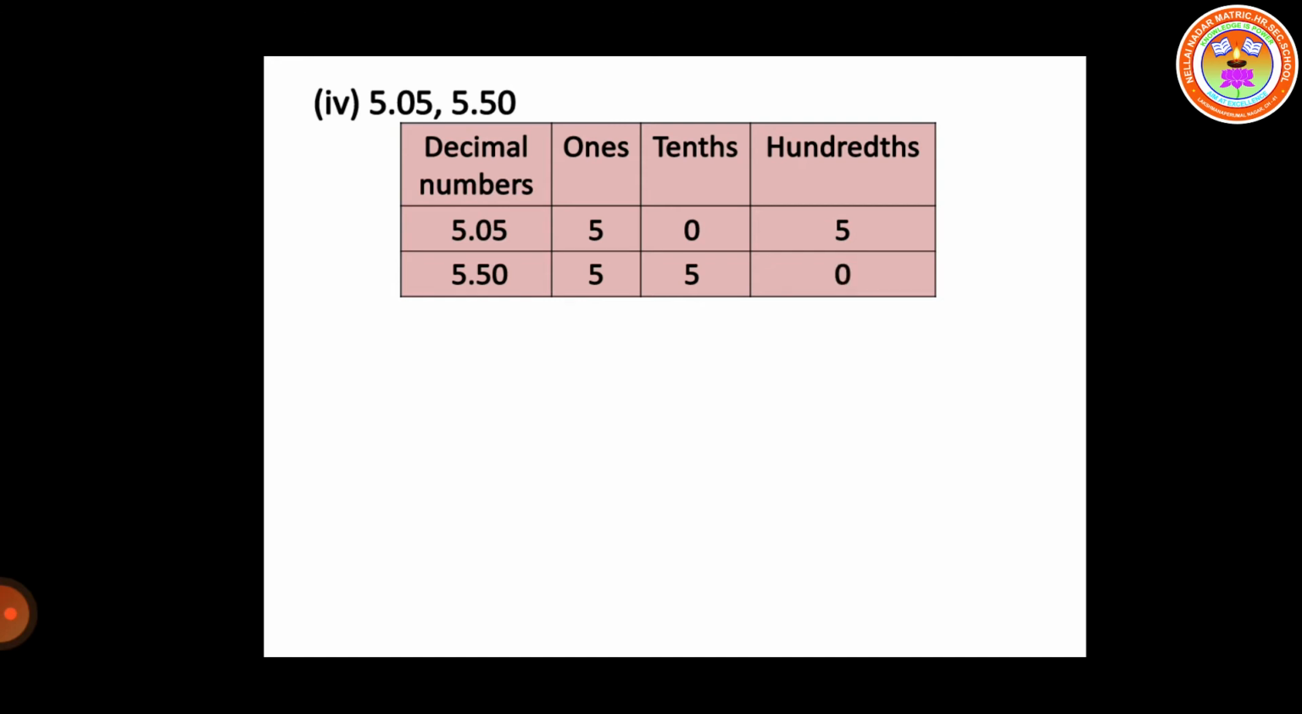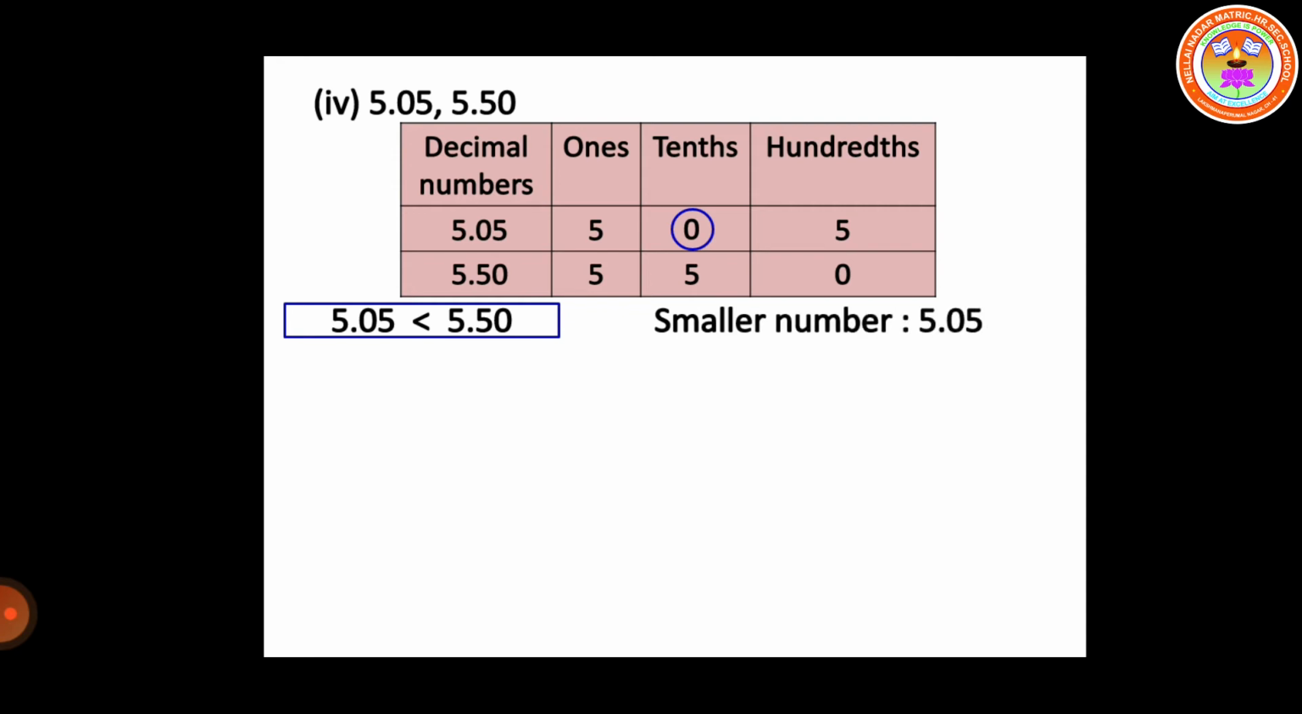So by comparing the ones place values, they are equal. So going to the tenths place value, among 0 and 5, which one is smaller? 0. So 5.05 is less than 5.50. So the smaller number is 5.05. Next one.